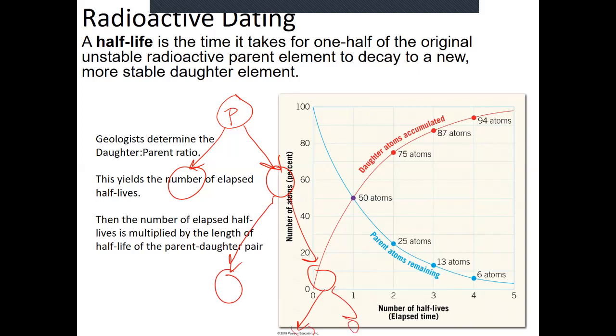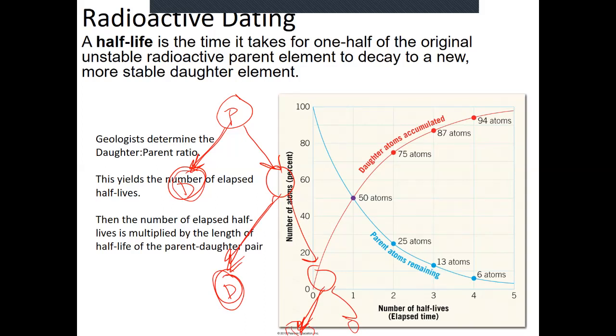But eventually, whenever it decays into an atom that's stable, that has a stable number of protons, those are called stable daughters. Okay, stable daughters. And so radioactive parents decay into stable daughters.